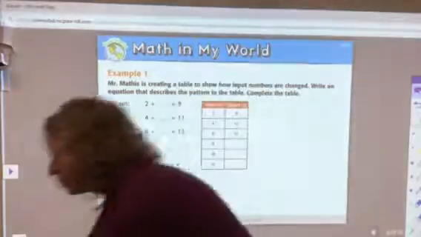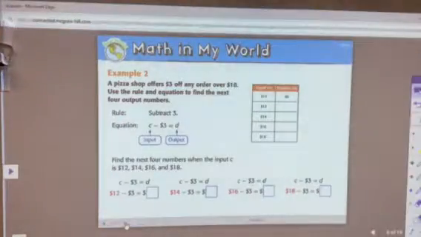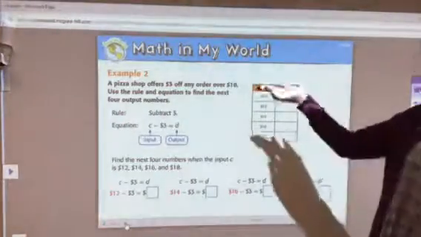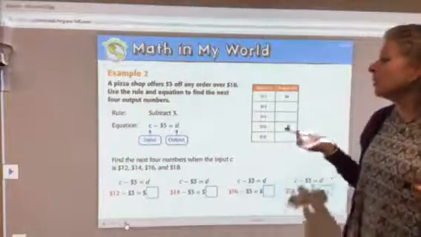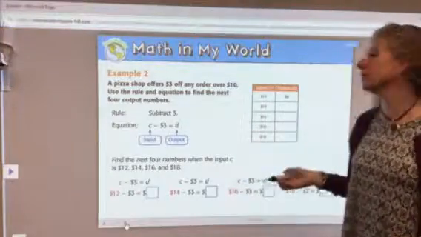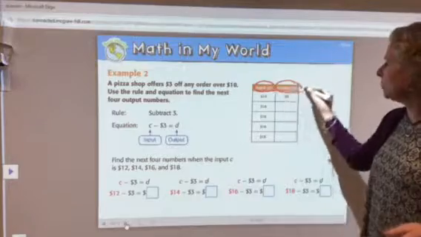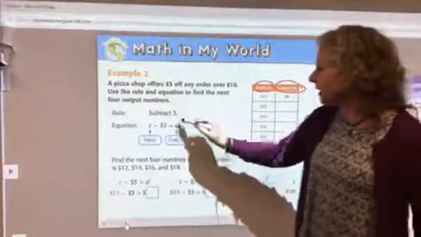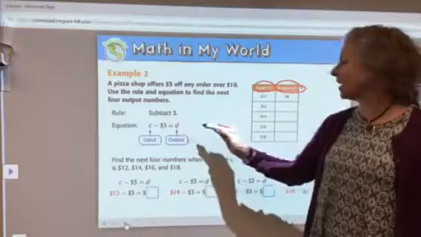Let's try another example just to see. Okay, this one we've got a pizza shop. It offers $3 off any order over $10. So we're going to use the rule and the equation to find the next 4 output numbers. We're going to look, here's our input. This is what we start with. This is our output. And when we look at this, I'm like, wait, they gave us the rule. I don't have to figure it out this time.